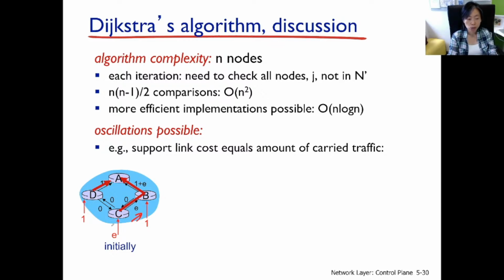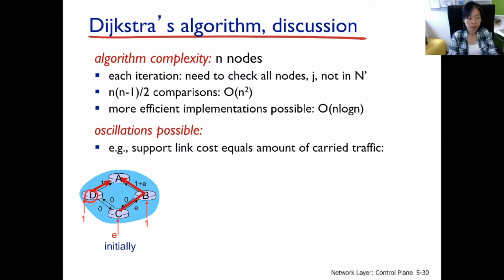C also sees two possible paths. If we take this direction, cost is E plus 1 plus E, and that is 1 plus 2E. The other direction, cost is 0 plus 1, therefore 1. And therefore, C would choose to go also clockwise to send traffic to A.